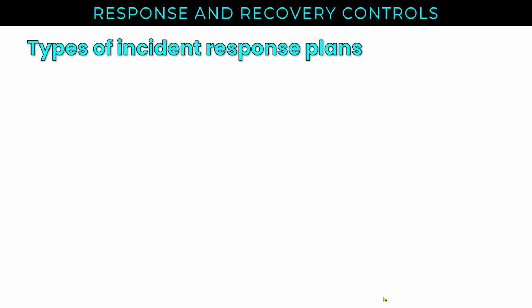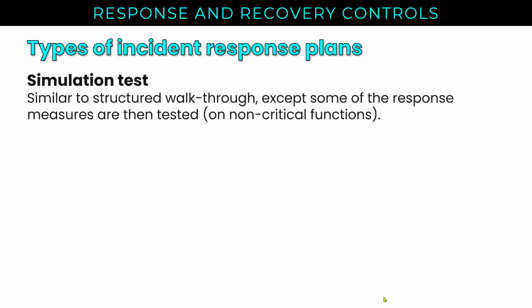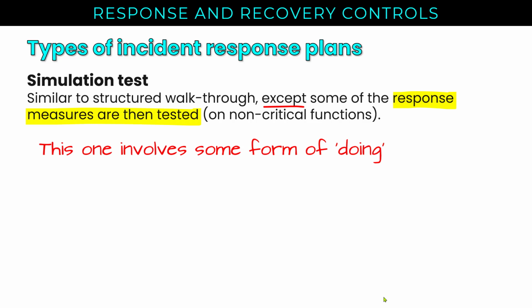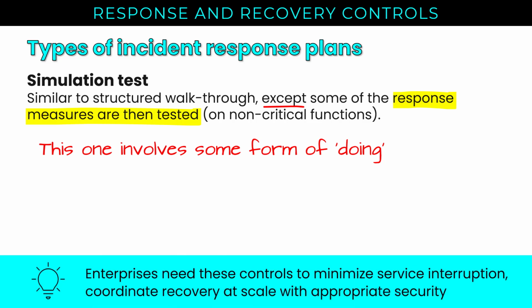Now, the third type of incident response plan to be familiar with is the simulation test. This is similar to a structured walkthrough, except some of the response measures are then tested on non-critical functions. This one involves some form of doing, and that's the major difference of the simulation test. And enterprises really need these controls to minimize service interruption and to coordinate recovery at scale with appropriate security, whether it's a security incident or some other type of disaster.